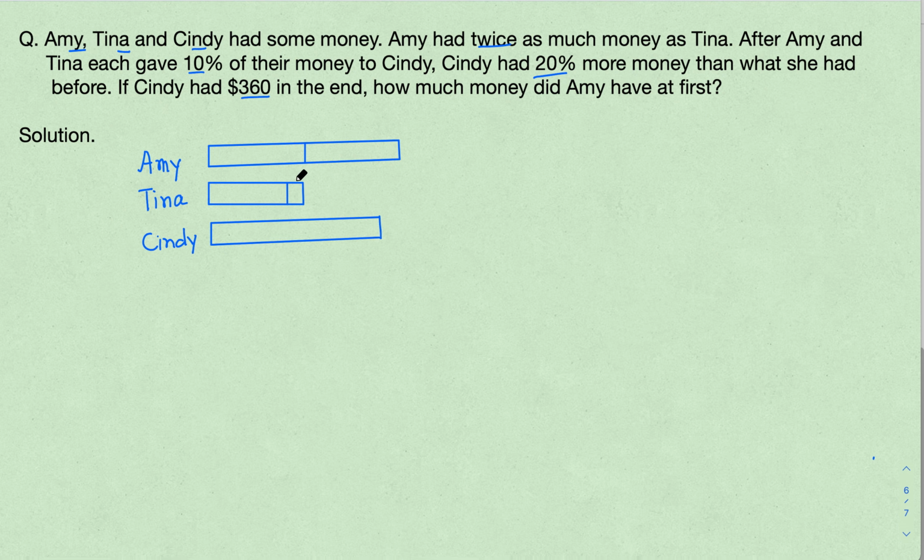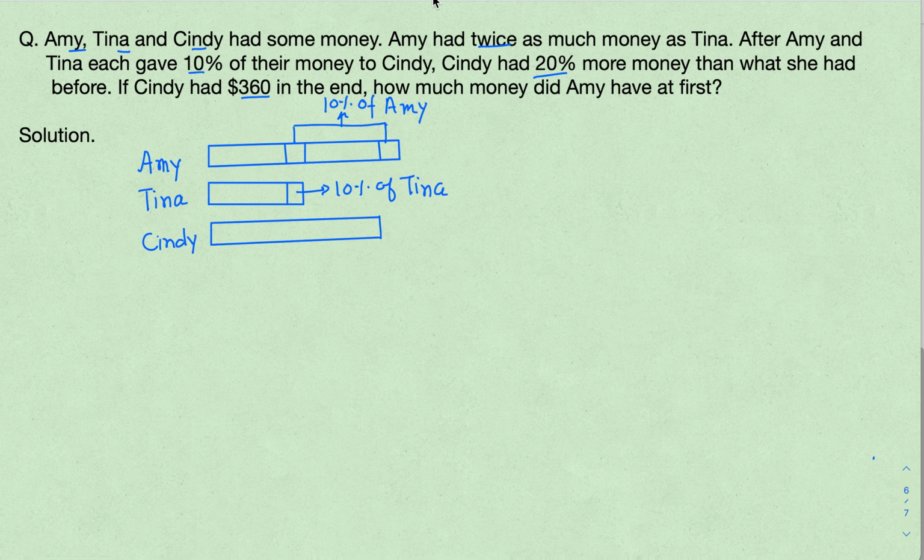Then how do we represent 10% of Emmy? See, this is 10% of Tina. For Emmy, obviously since she is having twice, we should be taking out this amount two times. So for Emmy, these two will represent 10% of Emmy.